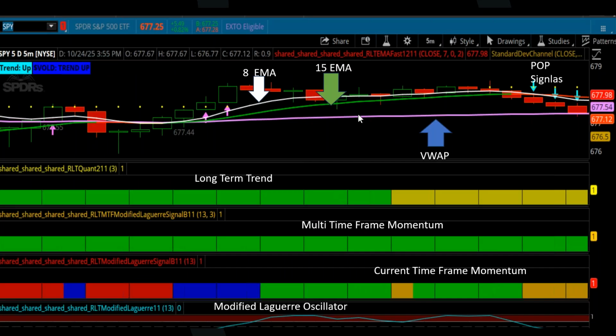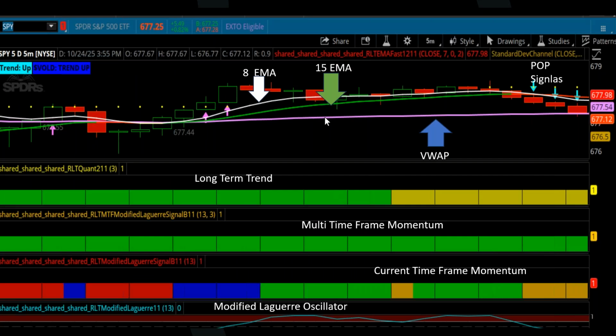It's pink right here. Then I have 2 other indicators here, 2 other levels. This is a 15 EMA. It's actually a smooth 15 EMA. 15 EMA of an EMA. That's a smooth 15 EMA. And the white line here is the exponential moving average, the 8 exponential moving average. All right. All 3 of these are support and resistance levels.